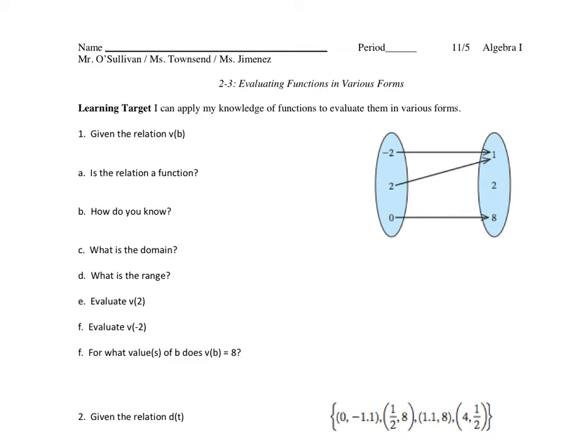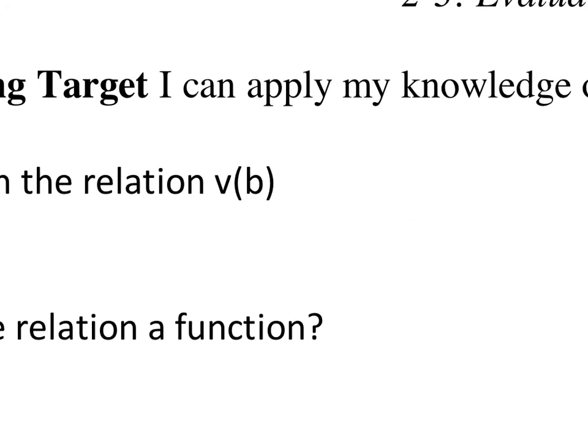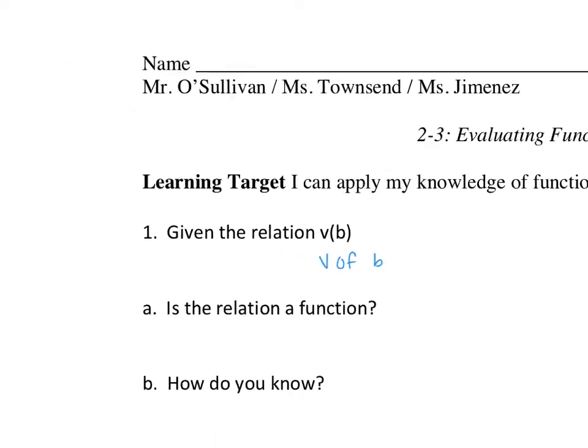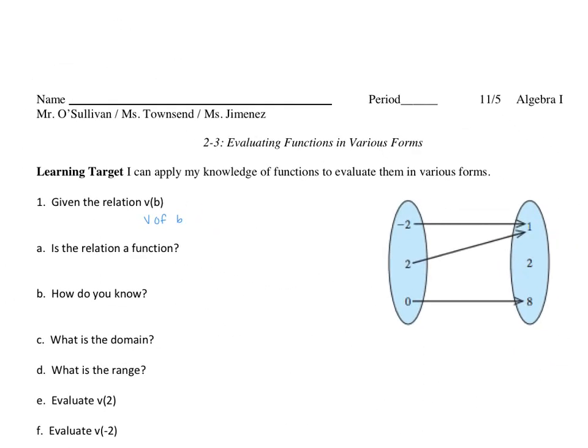So question number 1, we're being given this relation, v of b. We read this, not v parenthesis b, we read this as v of b. And it's basically just saying v of x, v of whatever. So the first thing we want to ask ourselves is, is this a relation or function?